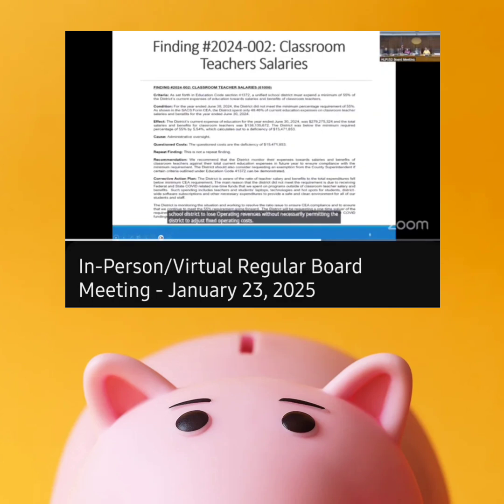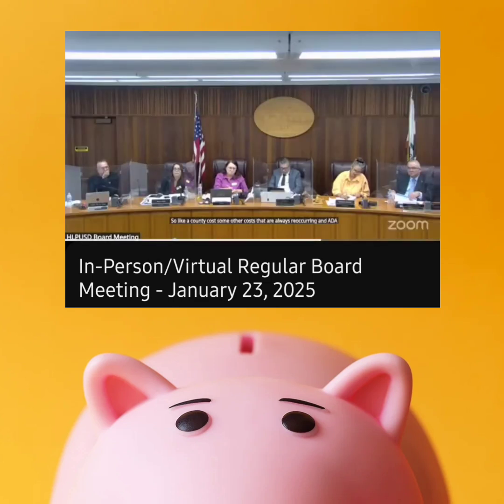Yeah, so if there's a loss in enrollment, some of the fixed operating costs will still be there. So like accounting costs, some other costs that are always reoccurring, and ADA is a significant factor in revenue. So if there's a declining enrollment, then some of that funding that is usually generated from that enrollment won't be seen in the future fiscal year.